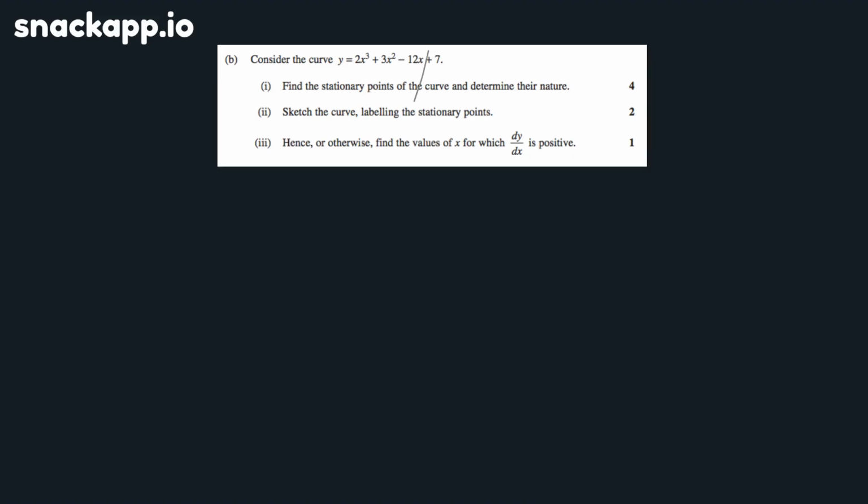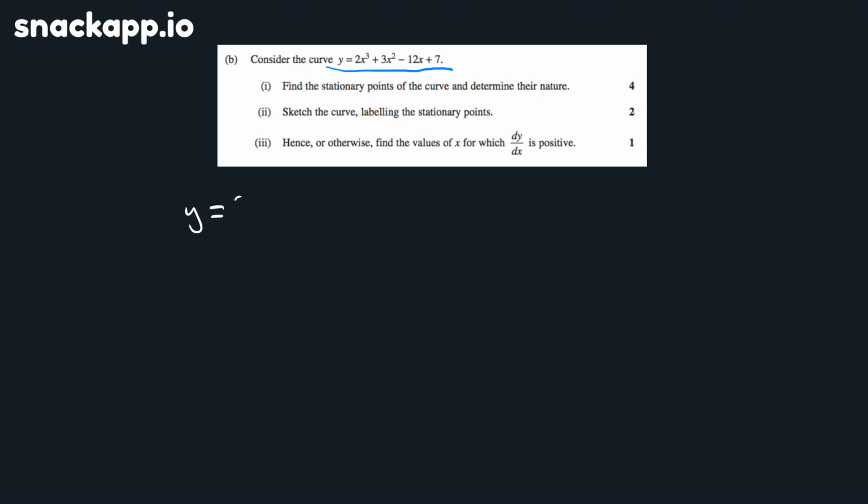In this question, there's a couple of parts, but the first part is finding the stationary points of this curve up here. This curve y equals 2x cubed plus 3x squared minus 12x plus 7. So we need to find the stationary points and determine their nature. The first step of that is differentiating and then finding the second derivative as well. All right, so let's do that to get started.